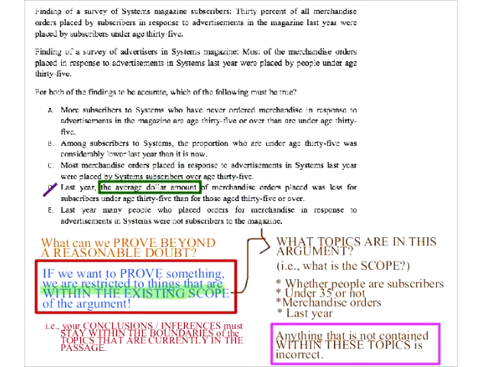Like, this year has absolutely nothing to do with the argument at all. Here's last year, and here's also last year. So anything that talks about this year or now is out of scope. So that's this. And people who have never ordered merchandise, that's, again, more than just last year.